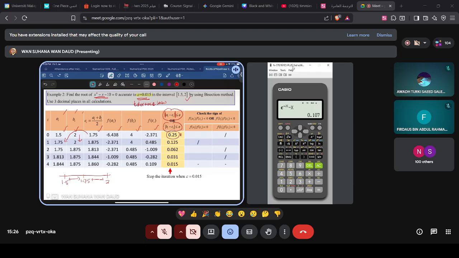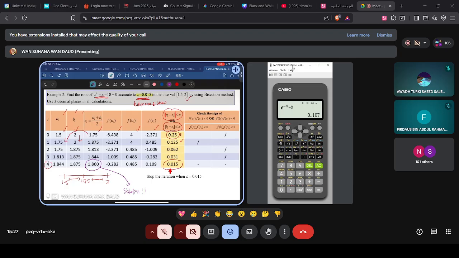Then we continue. You have to calculate the value of A minus C. If it still does not satisfy the tolerance value, you continue again until, as you can see at iteration 4, when I calculate A minus C, I got 0.015, then I can stop. So my iteration can stop when I get the epsilon value 0.015. We consider that the solution that we want is this one.